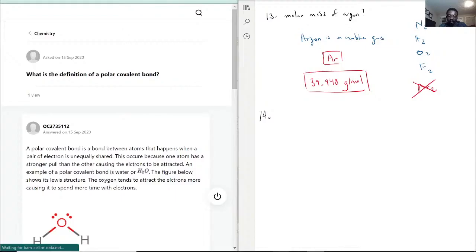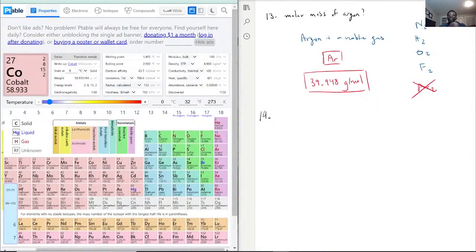Okay. What is the definition of a polar covalent bond? Ooh, now this is a doozy of a question because there are many ways to define it. Okay. For example, let's give a visual example. NH3. Actually, that's not even the right thing. I wouldn't even mention that, because that's almost unrelated.